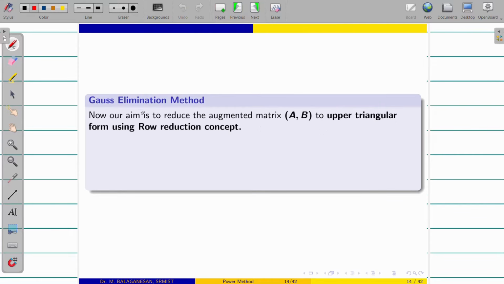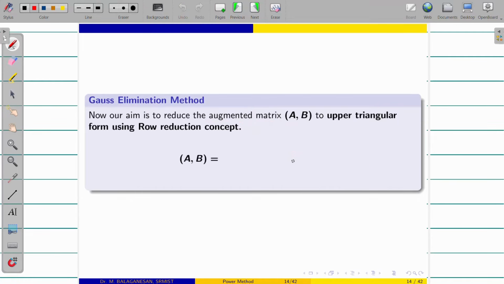Now, what is the concept we are going to follow in Gauss elimination? First we have to form the augmented matrix. Augmented matrix is a new name you will hear now. If we write the matrix A together with B in a single matrix, it is called the augmented matrix.